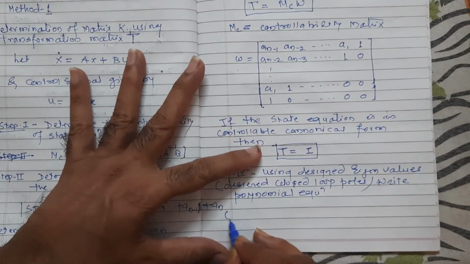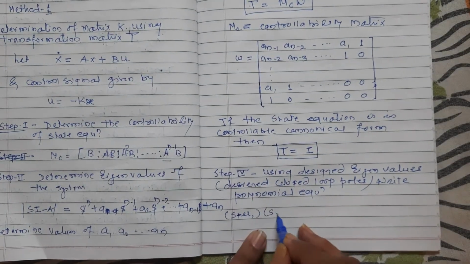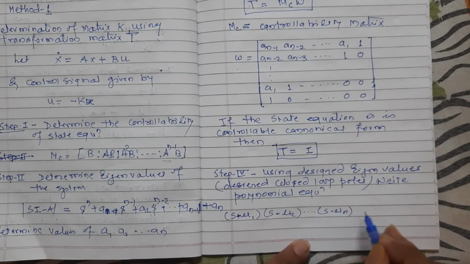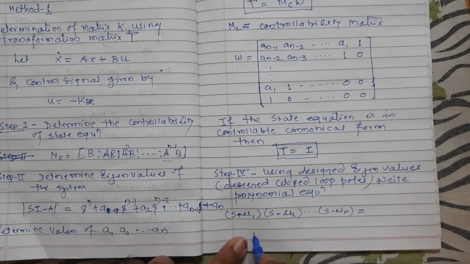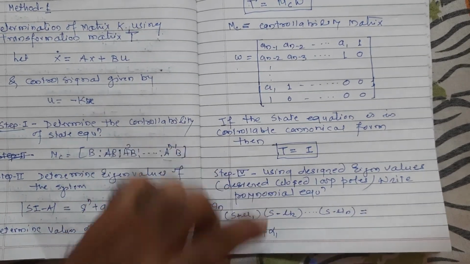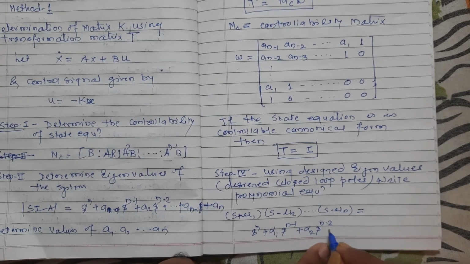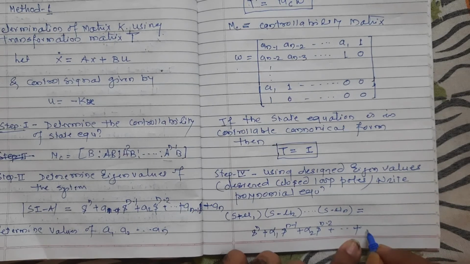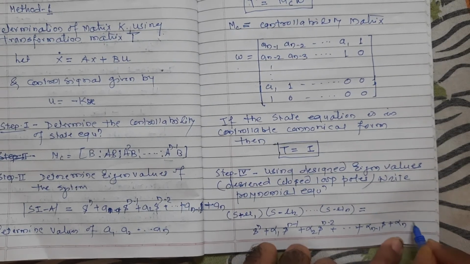How can we write this down? It is (s + μ1)(s − μ1)(s − μ2) and so on up to (s − μn), and it equals this equation: s^n + α1 s^(n−1) + α2 s^(n−2) and so on, plus α(n−1) s plus αn, equals 0.